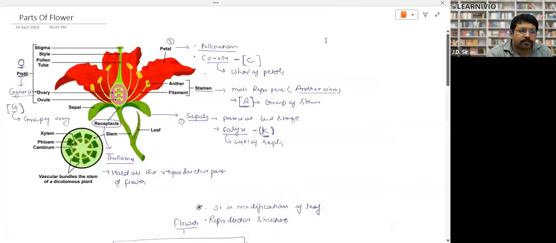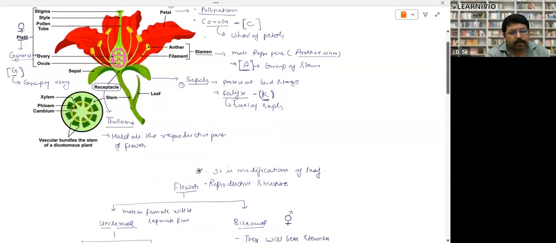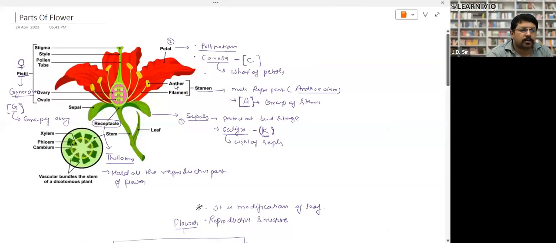These are the parts of the flower. Go through them. It's easy. If you have any doubt, ask me. Go through them. First and foremost, this one: sepals.